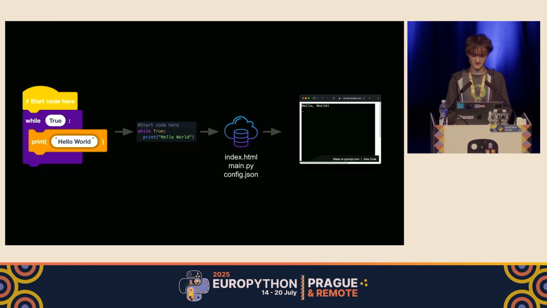You would press run. It would take the blocks, convert the blocks to Python code, and upload all of the files that are related to PyScript to static storage. We're using Google Cloud. And that would then just show the app to the users, like on the right-hand side of the screen. However, we're dealing with beginners, and beginners often make mistakes.